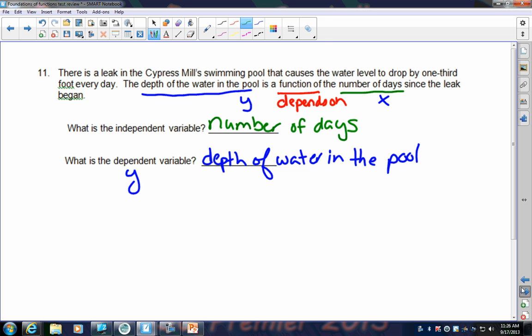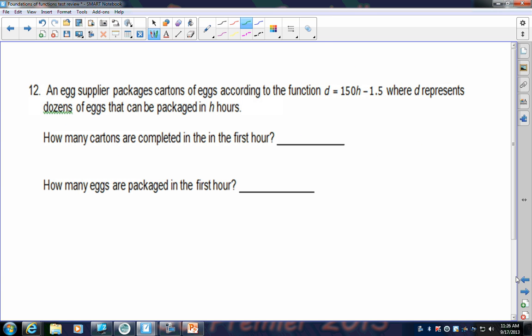Number 12. It says an egg supplier packages cartons of eggs according to the function, and it gives us a function where D represents a dozen eggs, and it can be packaged in H hours. It says how many cartons are completed in the first hour. That means that the H is 1. So I'm going to have 150 times 1 minus 1.5. Well, 150 times 1 is 150, minus 1.5, I'm going to get 148.5. You can put that in the calculator and just press enter.